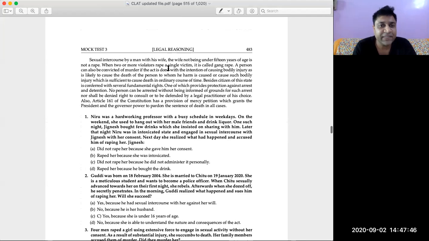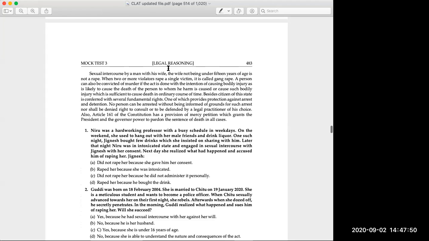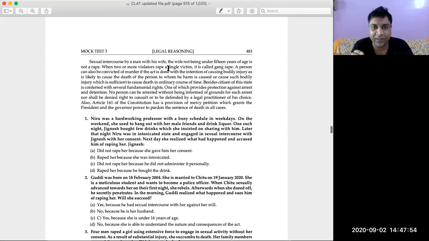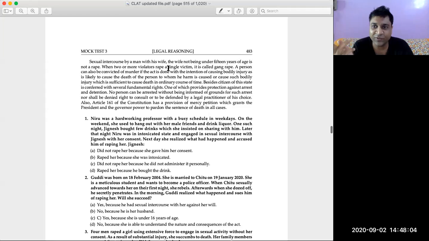Next, sexual intercourse by a man with his wife. This is the biggest problem in the law, I feel. Sexual intercourse by a man with his wife, the wife not being under 15 years of age, is not rape. Why do you think this law has been made?